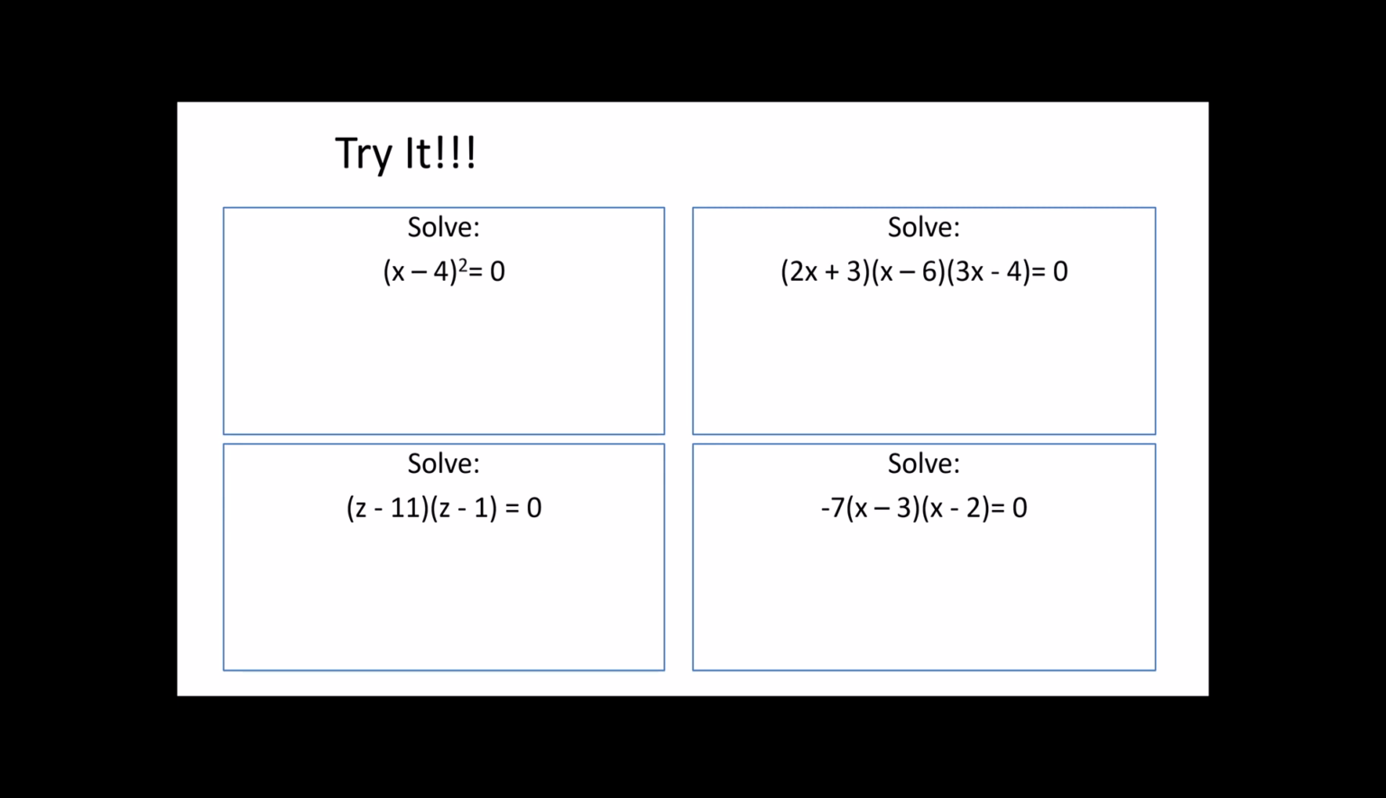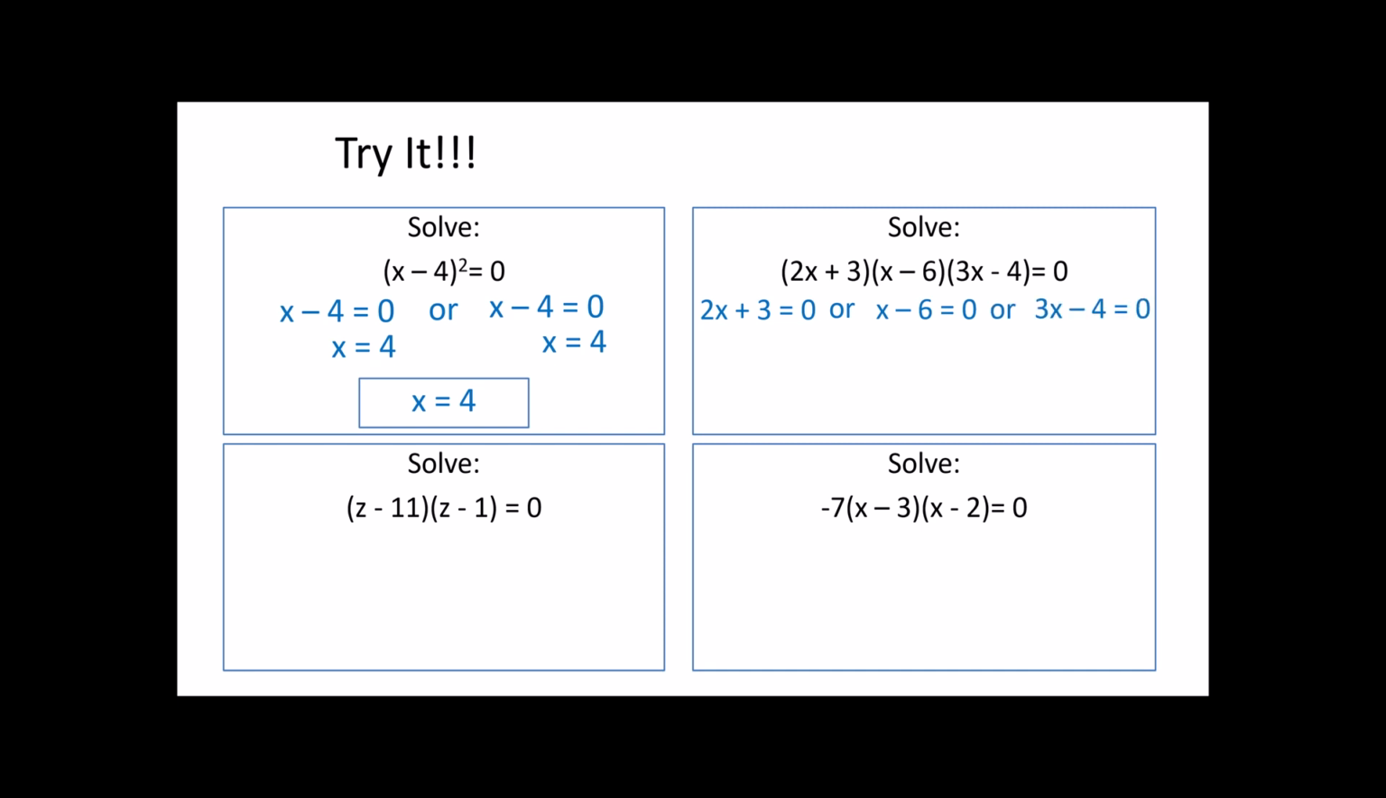Here again, here's another set. I made them look a little different, a little more complicated, but the idea is basically the same. If you feel pretty comfortable, you can go ahead and work it out on your own, pause the video, and then watch my solutions or skim ahead if you want to save yourself a little bit of time. This first example, notice that it's x minus 4 times x minus 4. Both of those have the same solution, so this would just be 4. In the second example, 2x plus 3 is 0, x minus 6 is 0, or 3x minus 4 is 0.